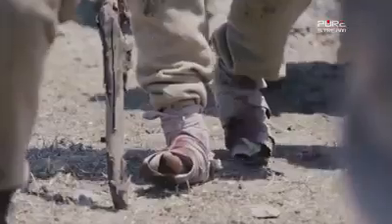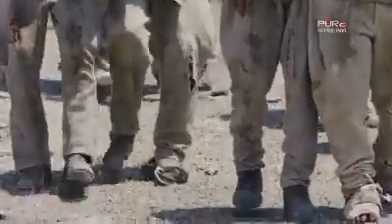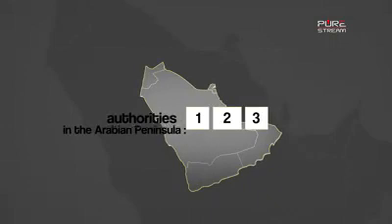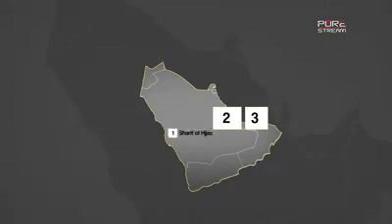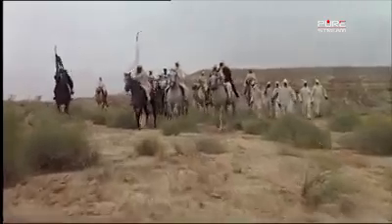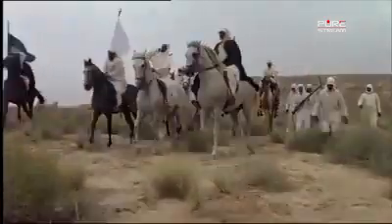The defeat of the Ottoman Empire by British imperialism in World War I left three distinct authorities in the Arabian Peninsula. In the west, the Sharif of Hijaz, in the north, Ibn Rashid of Hayl, and in the east, Amir bin Saud of Najd, with his religiously fanatical followers, the Wahhabis.